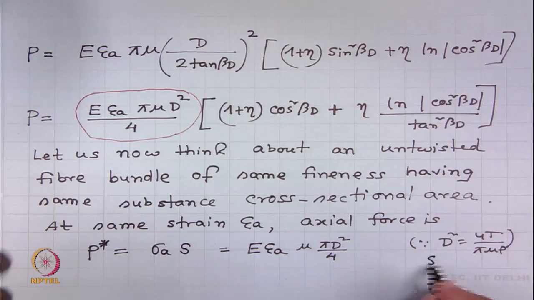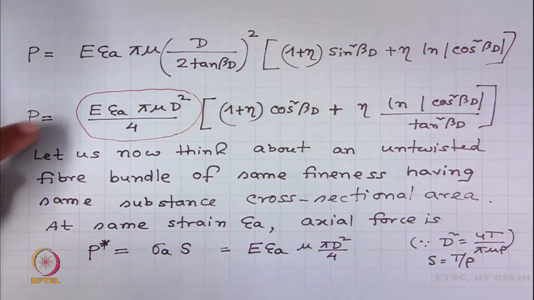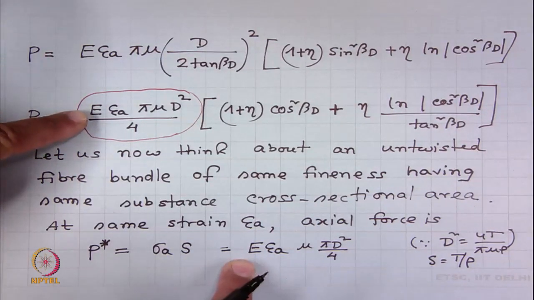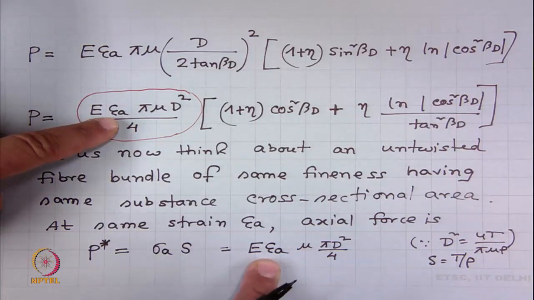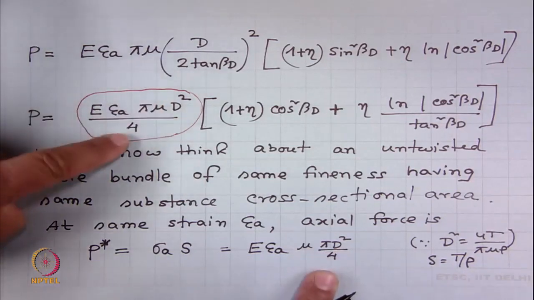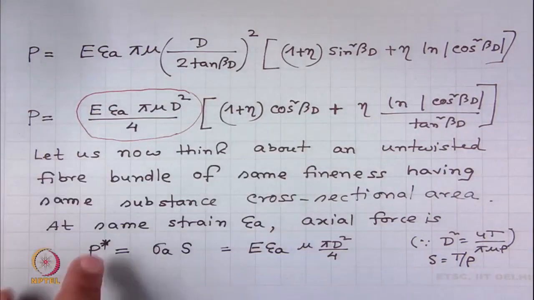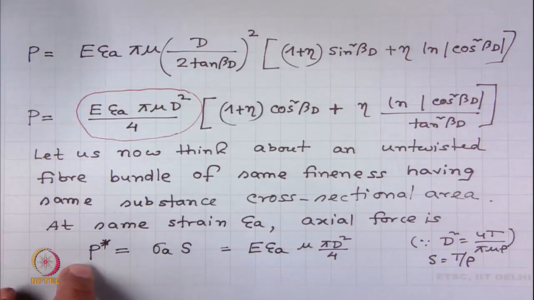And S is equal to T by rho, right? This we learned in module 2. So, you see this now, E epsilon A mu pi d square 4. So, this quantity is equal to the axial force of a parallel fiber bundle having same fineness and same substance cross sectional area.